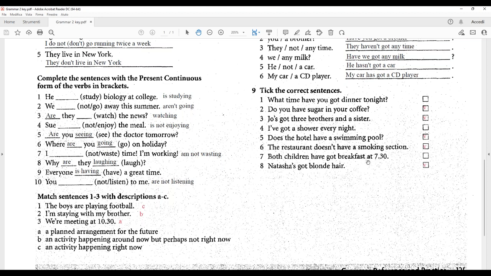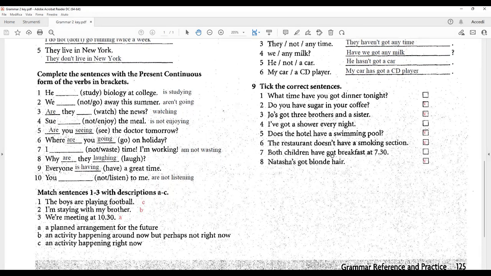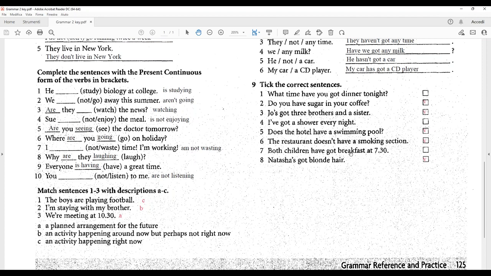Both children have got breakfast at 7:30. This is obviously not correct. Both children, entrambi i bambini, both children have got breakfast? No, got. It's a habit, breakfast every morning. It's a habit, routine. Both children have breakfast at 7:30, not got.